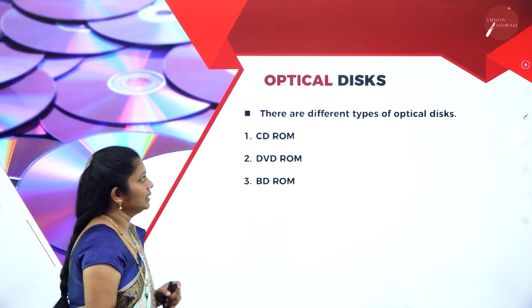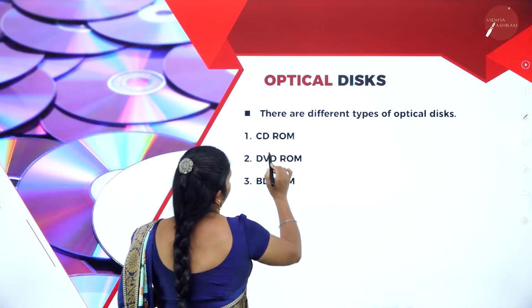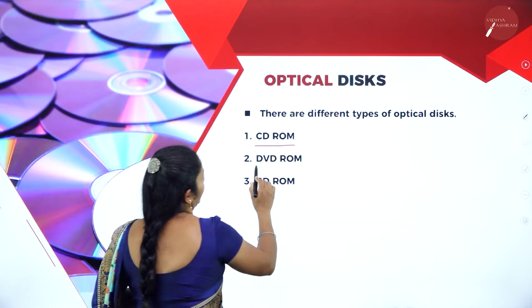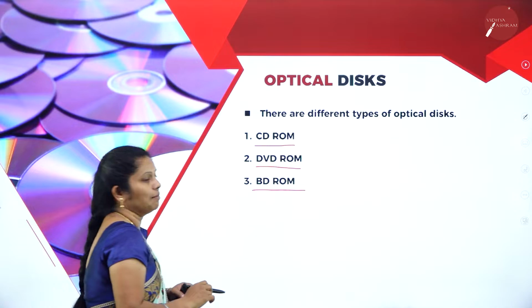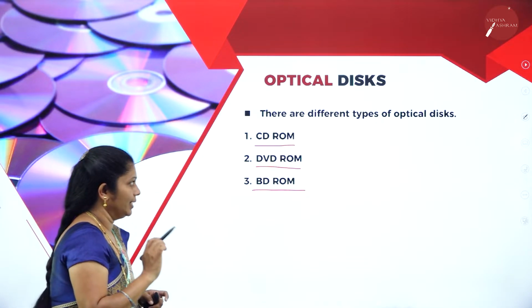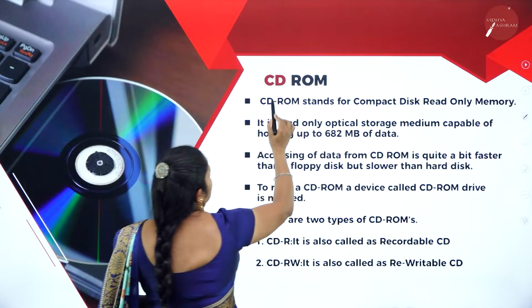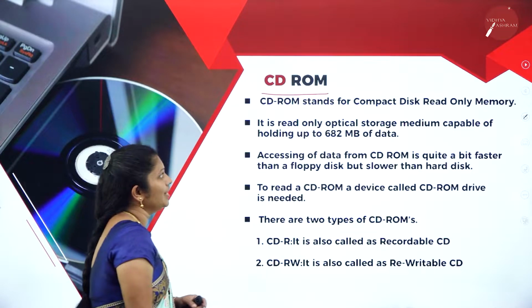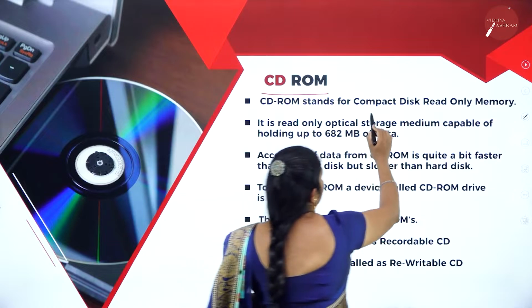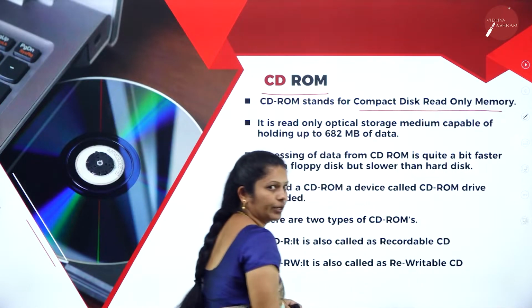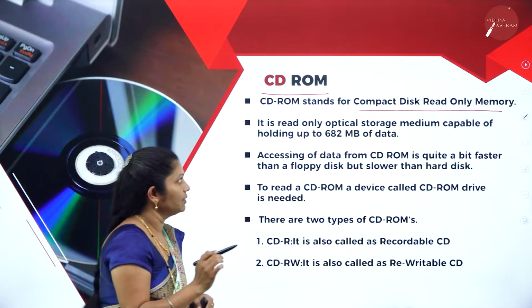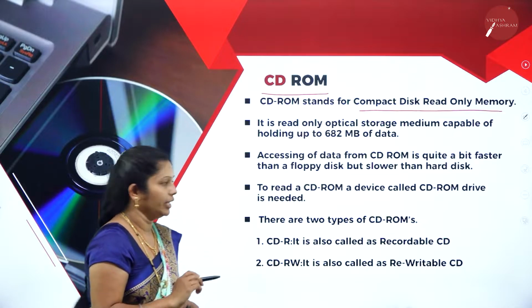When they come on optical disc, there are several types of optical disc: CD-ROM, DVD-ROM as well as BD-ROM. CD, DVD as well as BD. Now one by one we will discuss CD-ROM. CD-ROM stands for Compact Disc Read-Only Memory.